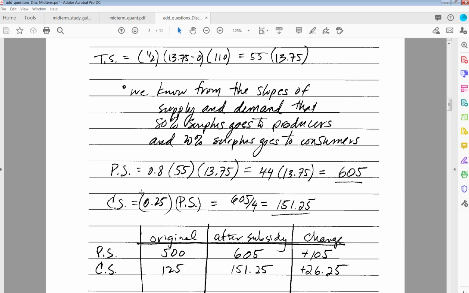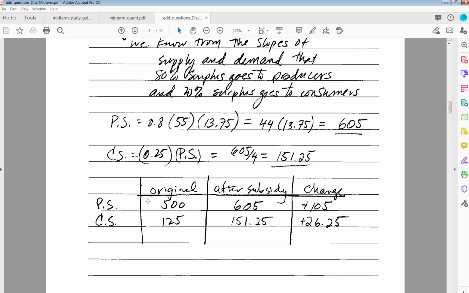Let's keep going. The consumer surplus, what did I do? Okay, I know that the producer surplus is 80%, the consumer surplus is 20%, or in this case, it's just going to be 1/4 of the producer surplus, so I just multiplied 1/4 times the producer surplus, or in this case, divided it by 4, and I got it to be 151.25. And so when I wanted to sort of show the impacts, I put the original producer and consumer surplus here. After the income subsidy, we go to 605 and 151.25, and I calculated those two changes.